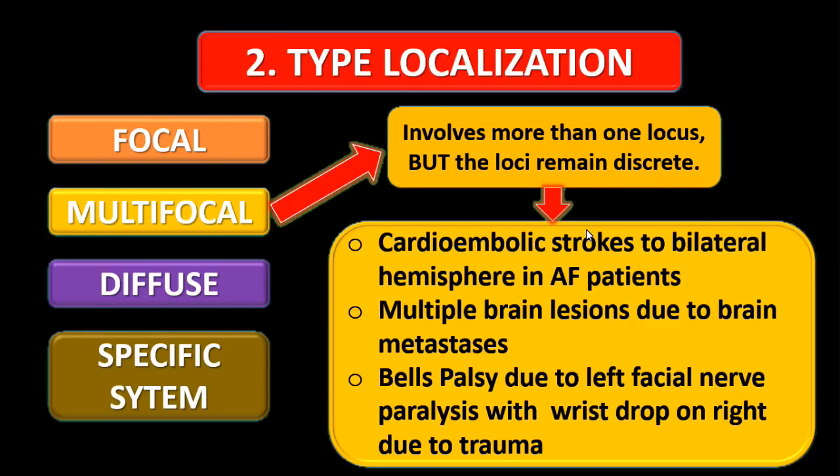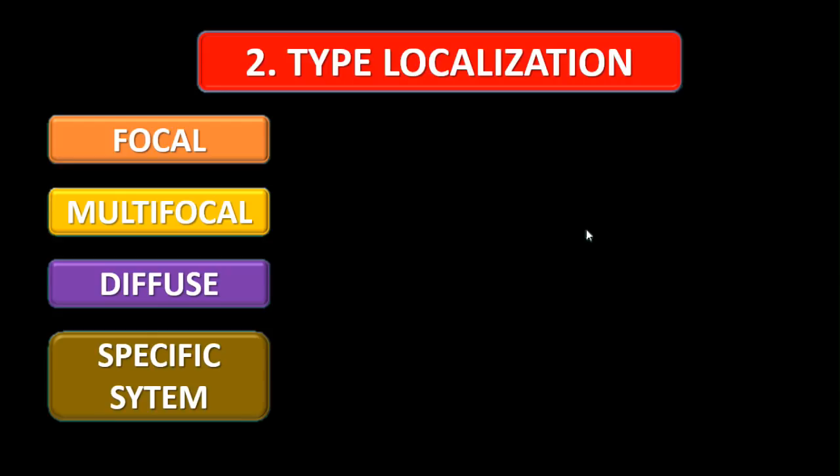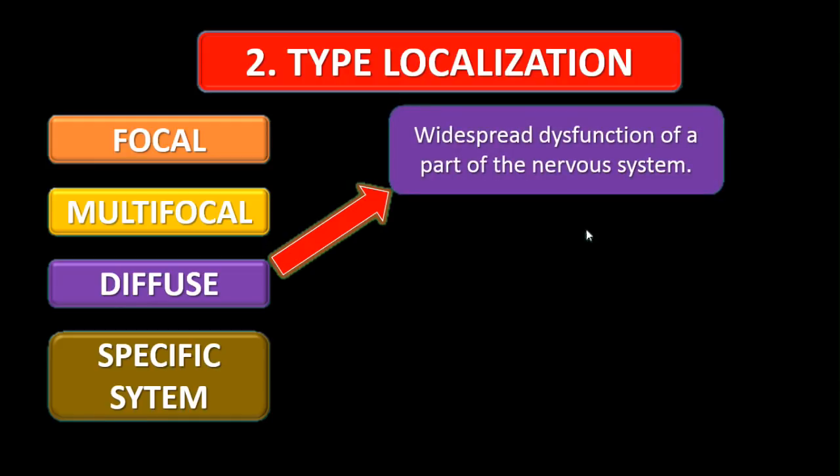Patients with Bell's palsy, that's due to left facial nerve paralysis, but at the same time has a wrist drop on the right due to trauma. Okay, then you have to think of two lesions here. So think of a multifocal lesion. If you are not able to localize the lesion in discrete areas of the nervous system, the problem can be due to a diffuse lesion. Okay, a widespread dysfunction of parts of the nervous system or the whole nervous system.